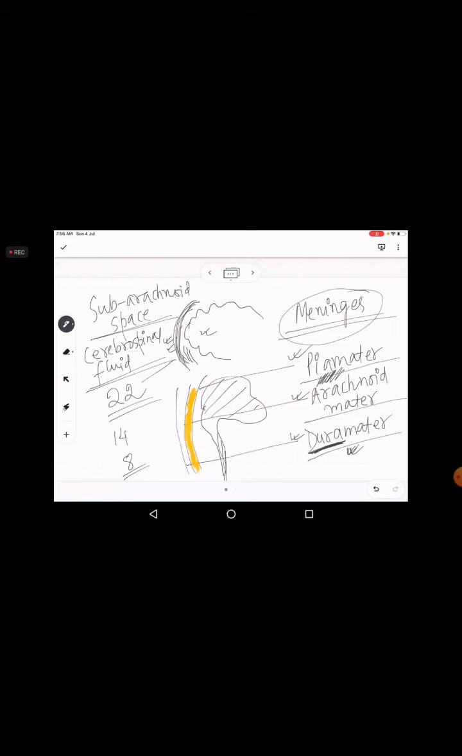Next, let me tell you where else you can find this cerebrospinal fluid. For that, whatever your brain is and whatever your spinal cord is, brain and spinal cord are not solid structures.